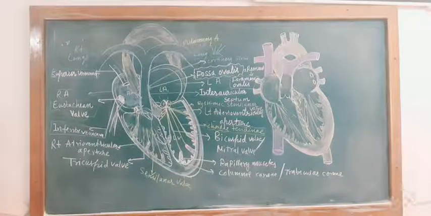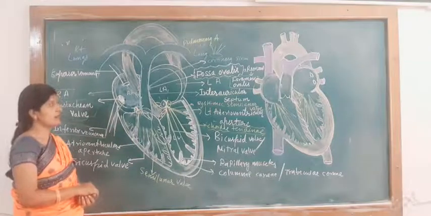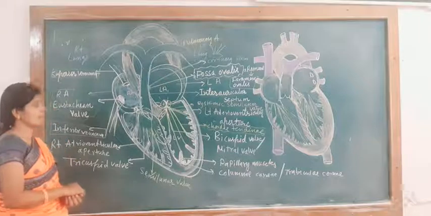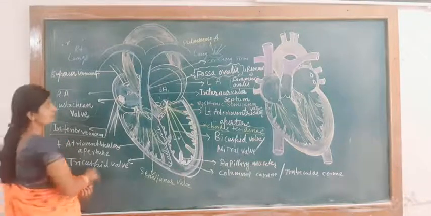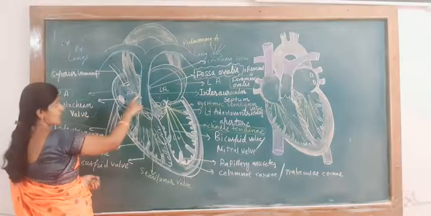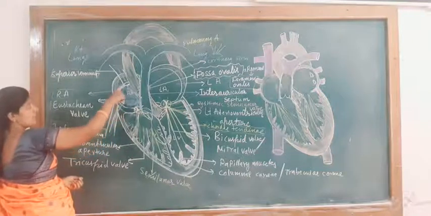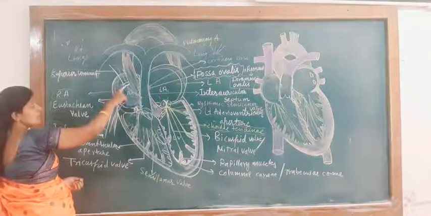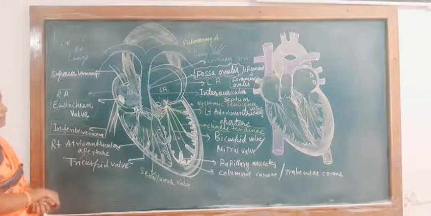So this is the internal structure of the heart. It has main valves. In the coronary sinus, the Thebesian valve is present. In the inferior vena cava, the Eustachian valve is present. In the superior vena cava, there is no valve. No valve is present there.